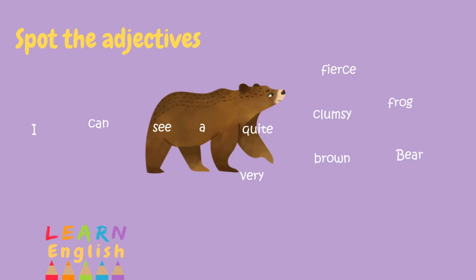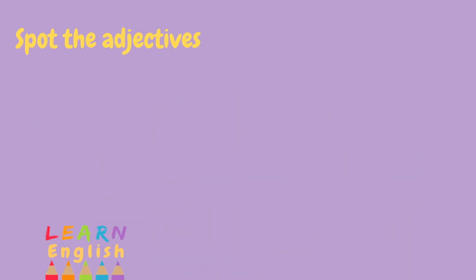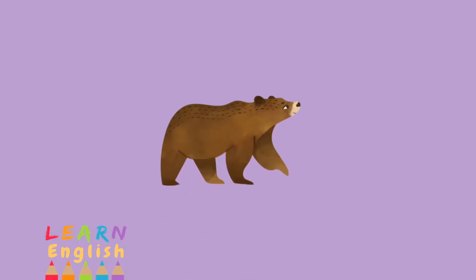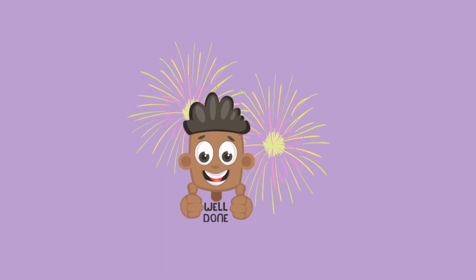But most important is that you manage to spot our adjectives, which are words used to describe a noun, in this case the bear. If you wanted to, you could also have included multiple adjectives in one sentence. For example, rather than just saying, I saw a brown bear, you could say, I saw a fierce, brown, but clumsy bear. Well done if you managed to spot those adjectives.